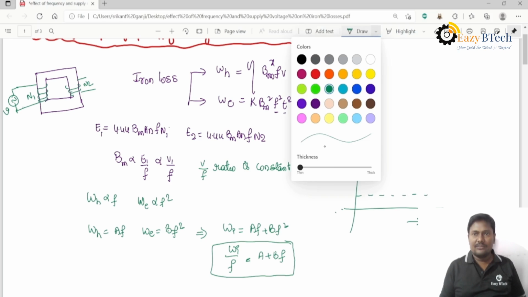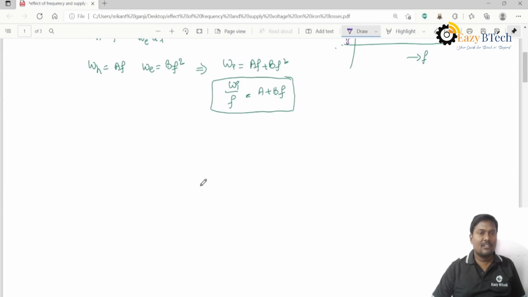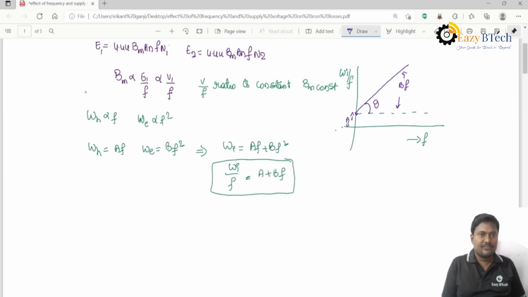The length of this line is A. After that, it is in the form of y equals mx plus c, so the variation has slope B, with B into f. That is one condition. Case 1: the V by f ratio is constant.